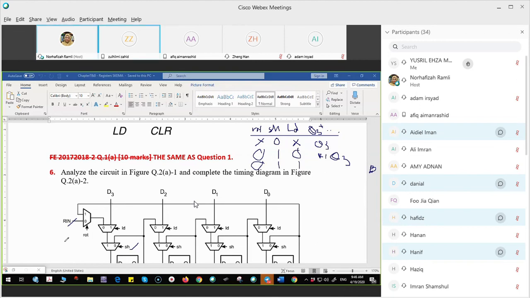Take the data. Yes, it will take from D3. It will do a load, right? If here is 1, 1, 1, 111, from here, right? That means Q3 will take from Q0, right? Q2 will take from Q3. The same, right? 111, this one we take from Q0, right? This one we take from this one.